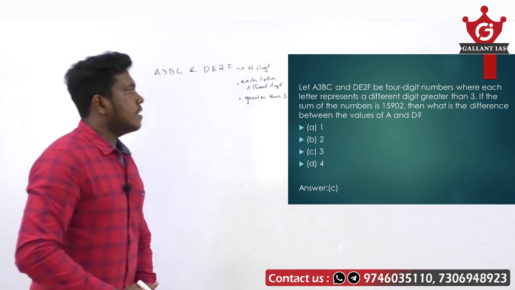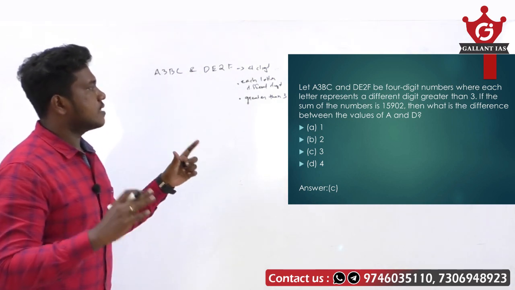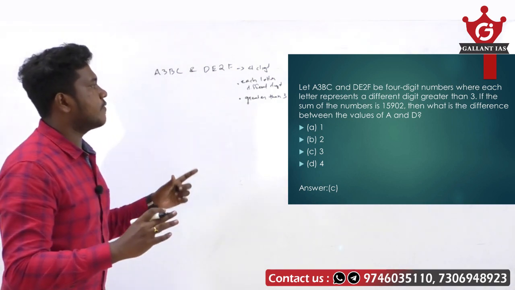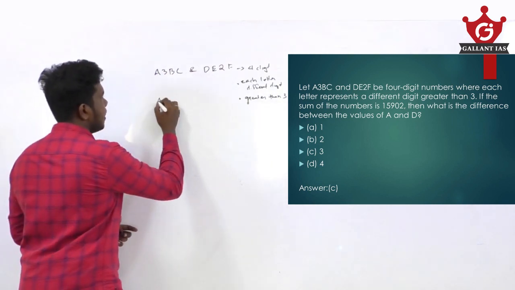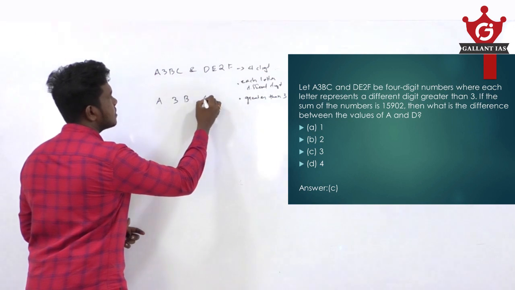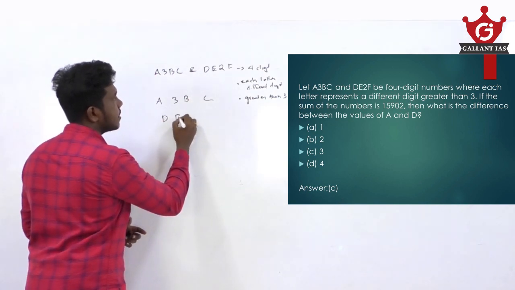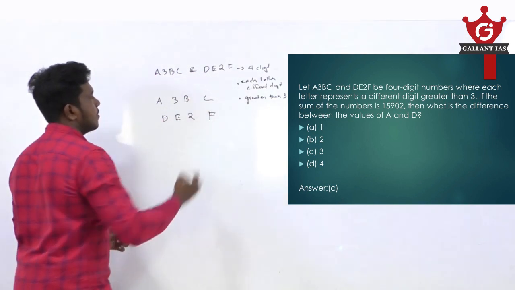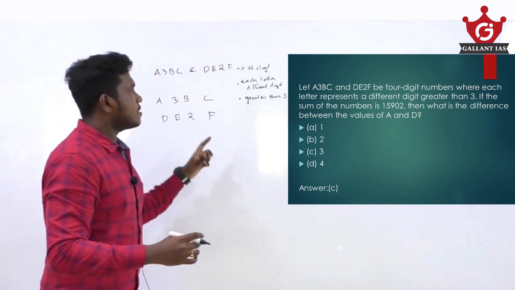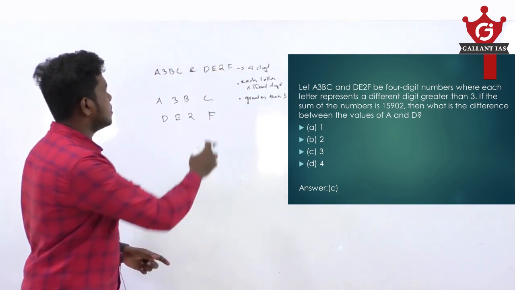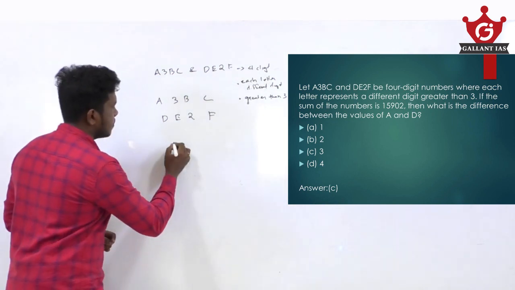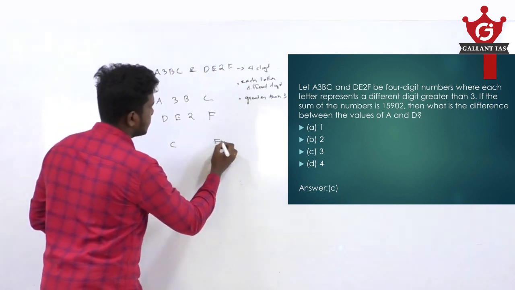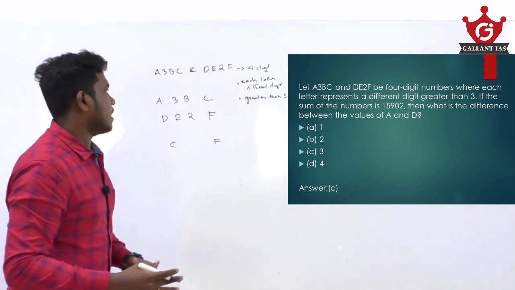Now let's solve it. If the sum of the numbers is 15,902, then what is the difference between the values of A and D? So A, 3, B, C, D, E, 2, F. In order to solve this question, the first assumption is you need to find the values for C and F. So let's assume certain values for C and F.